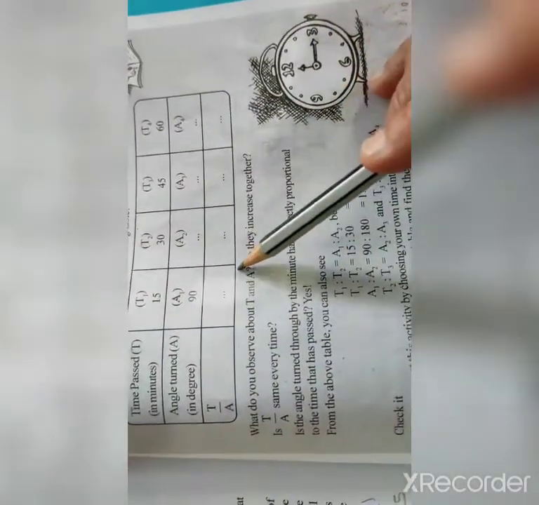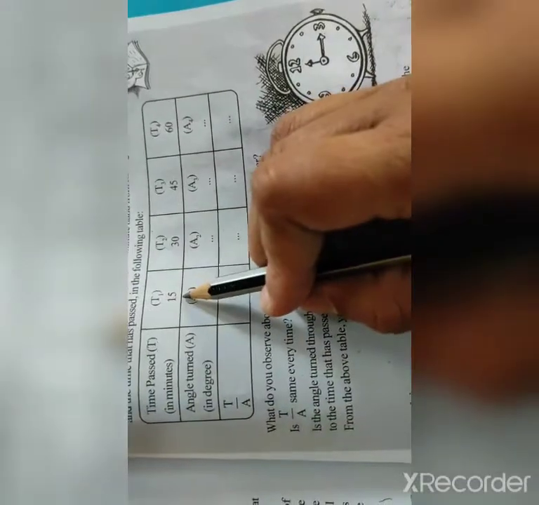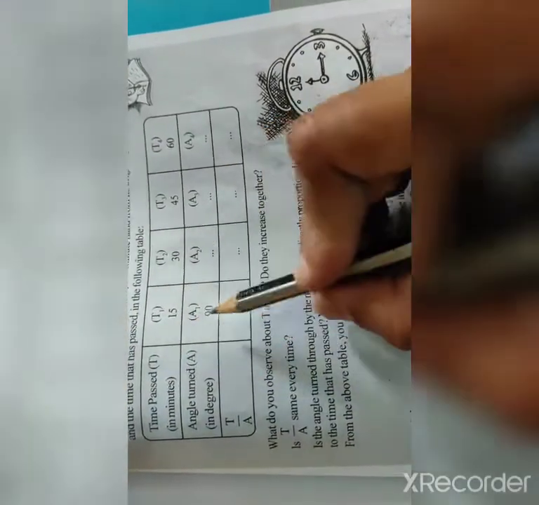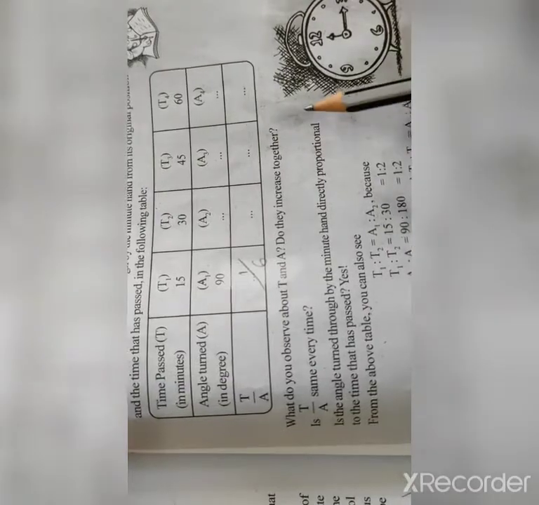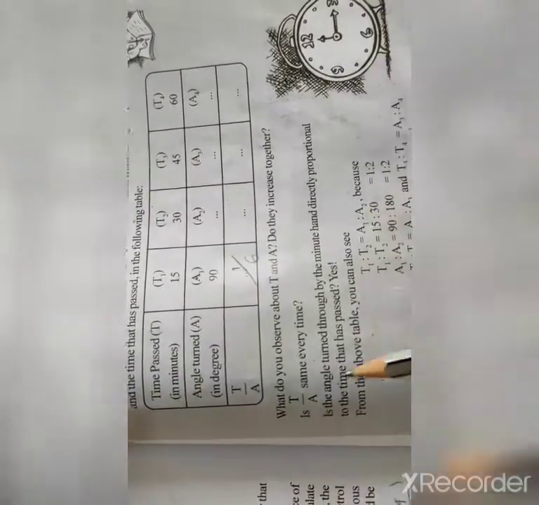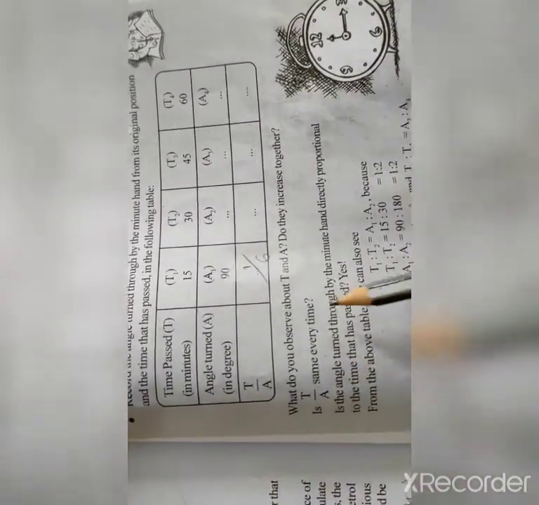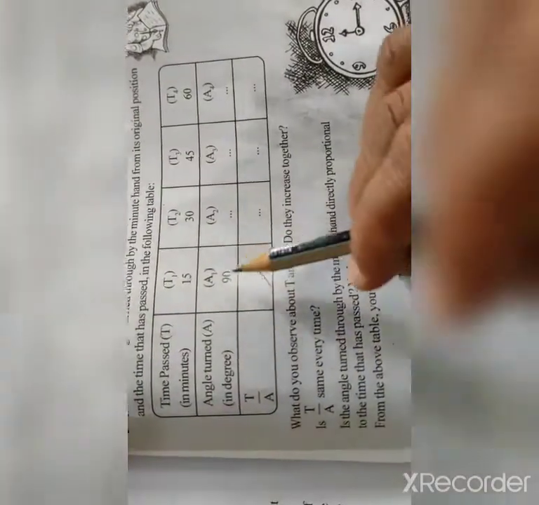Now T upon A you will find every time. First time I am finding for you: 15 ones are 15, and 15 sixes are 90. So every time you will calculate. What do you observe about T and A? Do they increase together? Yes. Is T upon A the same every time? Yes. 1 upon 6 is the ratio.